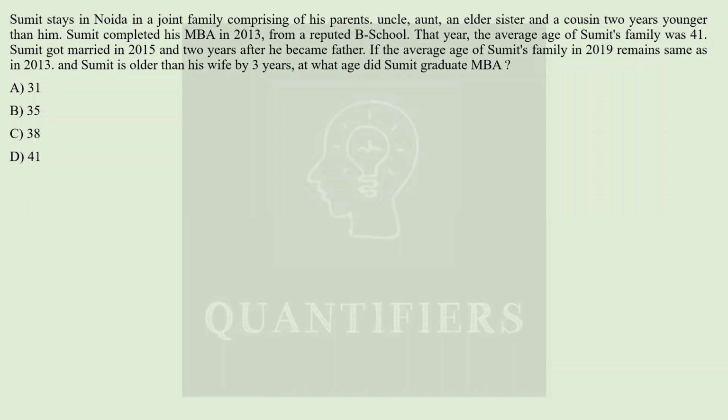Now, this was, students, a very calculative question. Initially see, there are how many people? Sumit is there, his mother, father is there, uncle is there, aunt is there, elder sister is there, and a cousin is there. Now, we are talking about 2013. How many people are there? There are 7 people. What is their average? Average is 41. So the total comes out to be 287.